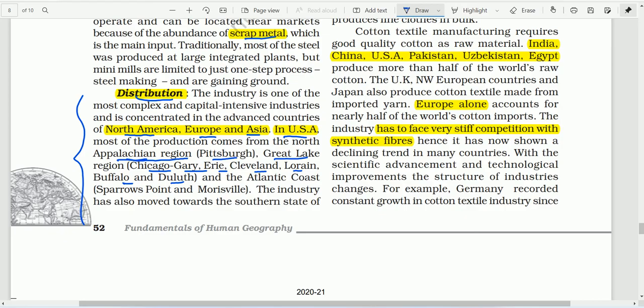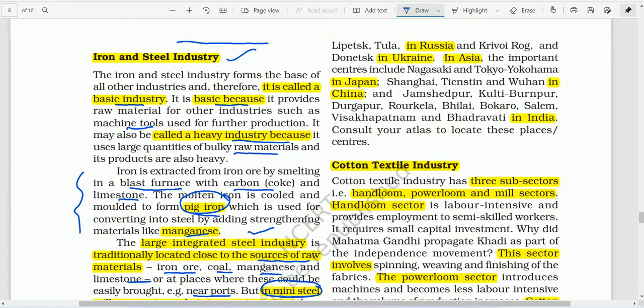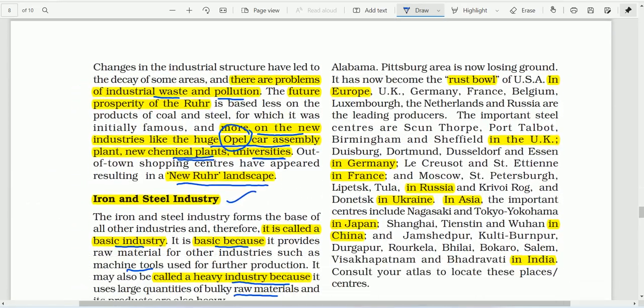Nowadays, the industry has also moved towards the southern states of the United States of America, like Alabama. The Pittsburgh area is now losing ground. The Appalachian region, the Pittsburgh area, is now losing its ground because the raw materials are exhausted. It has now become the Rust Bowl of the USA.